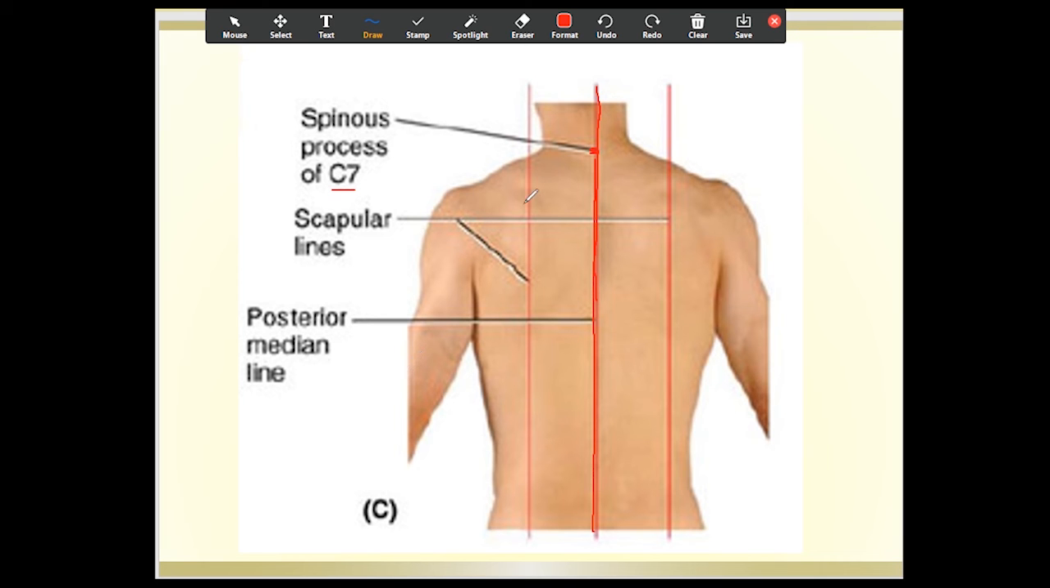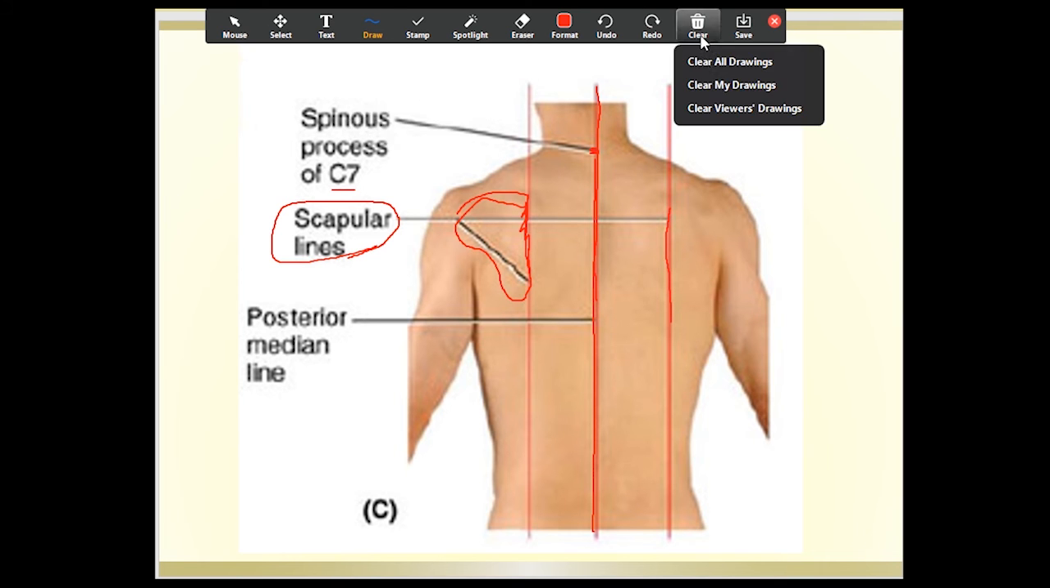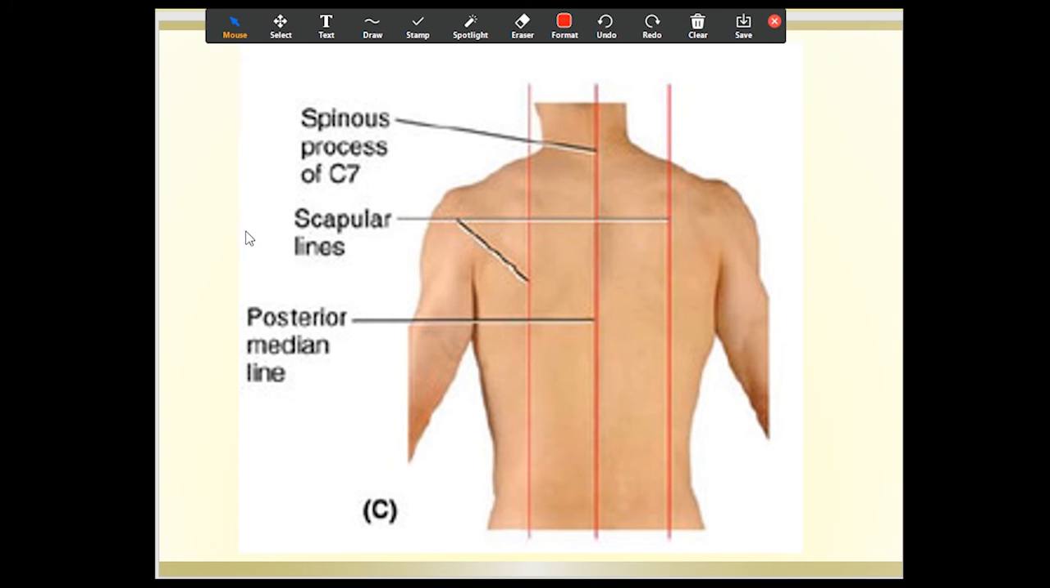Follow the medial edge of the scapular bone. So basically that's the scapular bone in here. Follow the medial edge of the scapular bone. We make two lines here, which is named the scapular line, on both sides. So that's basically what we use for our physical examinations.